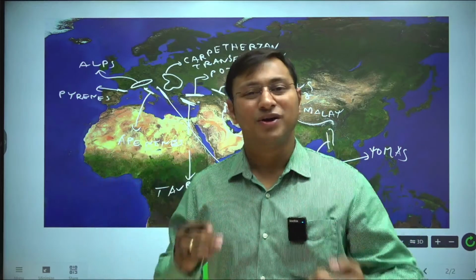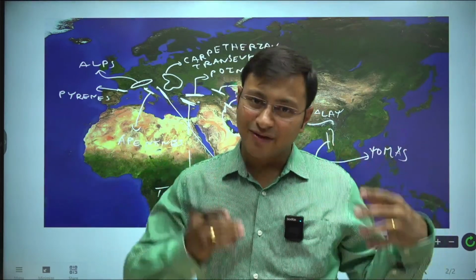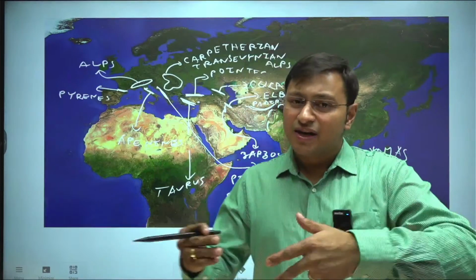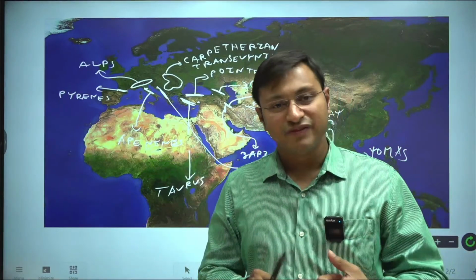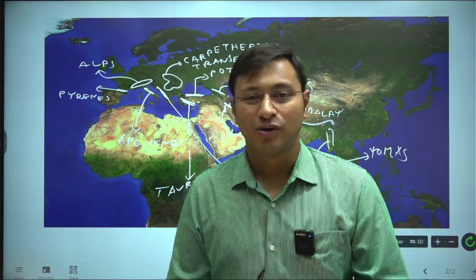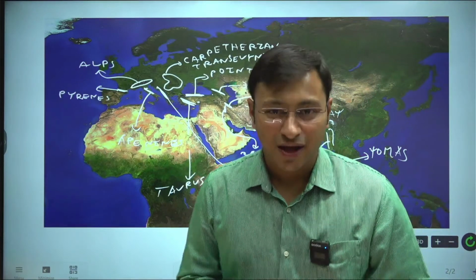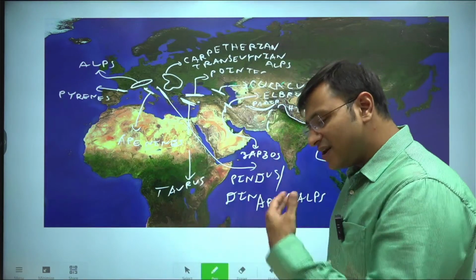Hence, they are grouped into the tertiary alpine mountain building phase. Prior to this, we did do two mountain building phases. We did the Caledonian mountain building phase and we did the Hercynian mountain building phase. So this is the third mountain building phase which you have. Okay, so now let's move ahead.